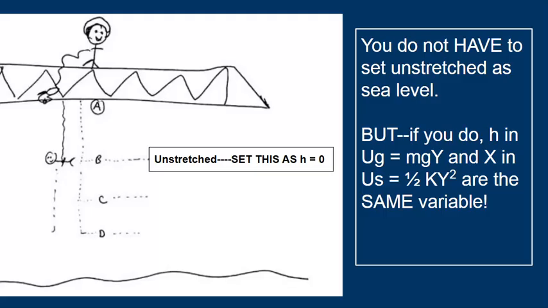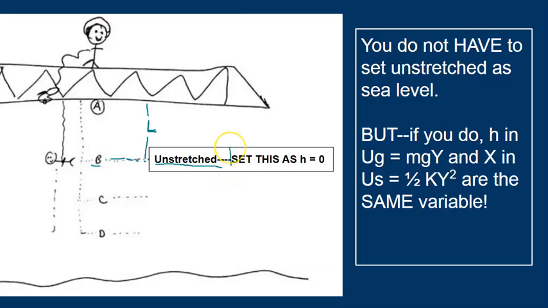Okay, so vertical springs don't have to be a bungee jumper, but we are familiar with bungee jumping, so we're going to call the point that they start on the bridge point A. At some point, I'm calling that location B, the bungee engages. So that is unstretched. So this distance here would be the length of the bungee cord.